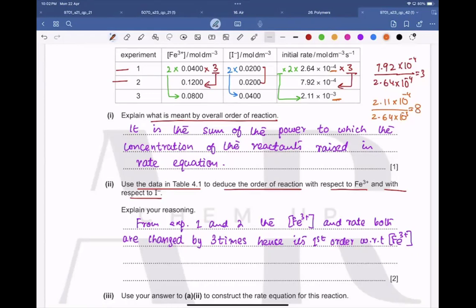So I just put a 2 over here, and why I did so, just understand this. First, we used experiment 1 and 2, and why did we take these two? Because we have seen that there is no change in the concentration of iodide. The concentration of iodide is constant. The concentration of iron is increased by a factor of 3 in experiment 2. When we observe the change in the rate, as the concentration is increased by a factor of 3, the rate is also increased by a factor of 3, and from this we can conclude that it's first order with respect to iron 3 positive ion. Is this clear to all of you?